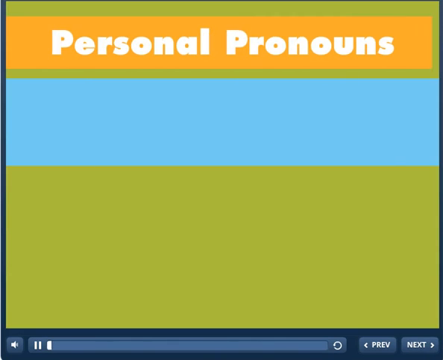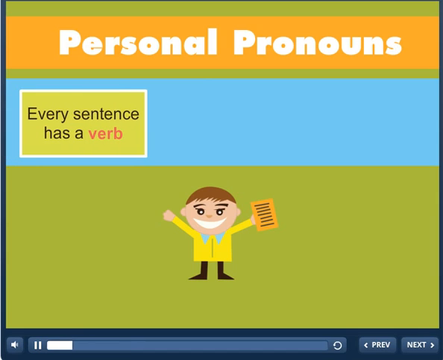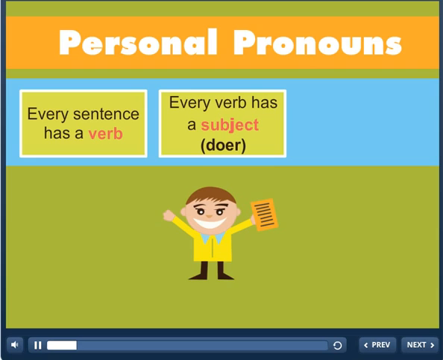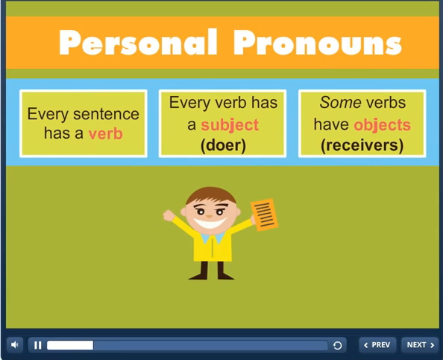In an earlier module on composition, we learned about the subject and object of a verb. Let's revise this concept. Every sentence has a verb. Every verb has a doer, that is, the person or thing who does the action. Some verbs have a receiver, that is, the person or thing on whom the action is performed.